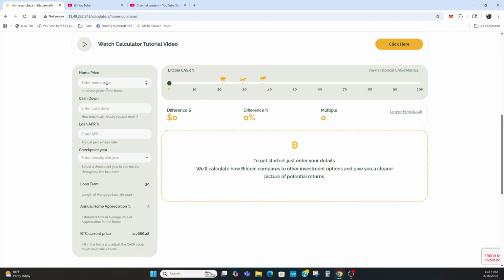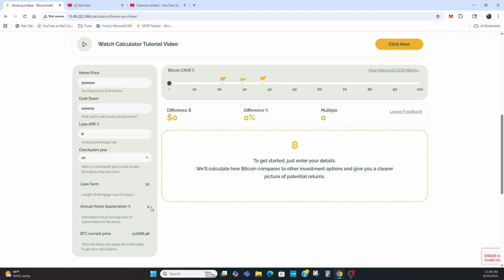So basic inputs here, we're going to say this is a $500,000 house. Let's say we saved up $100,000. That's a 20% down payment. And again, if this is your primary residence or the first time you're buying a home, you likely qualify for an FHA-backed loan, which may only require 3.5%. Let's just say we're going to borrow at 6%. And then there's a checkpoint year, so you can say, okay, how does this strategy look over the first, let's call it 10 years? Now we're going to assume it's a 30-year mortgage, and we're going to assume that your house is appreciating at 5% per year compounding.